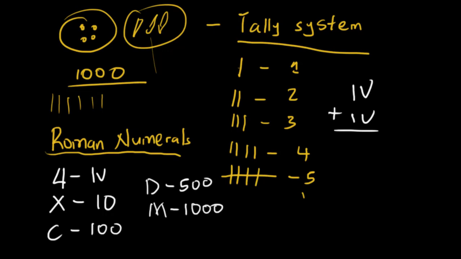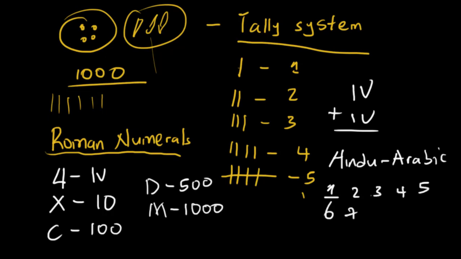And then we got to what we call the Indo-Arabic numbering system, and that is what we use till today. So these are 1, 2, 3, 4, 5, 6, 7. All these are known as the Indo-Arabic system of numbering. Now this I hope you know.